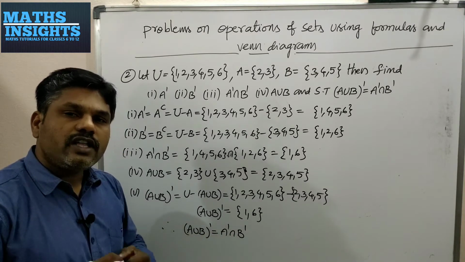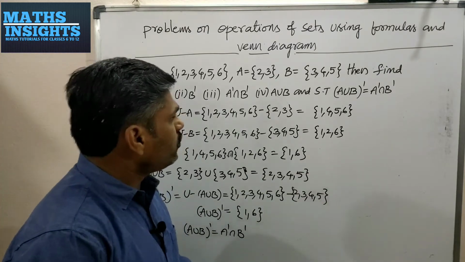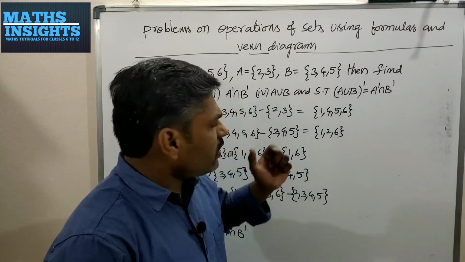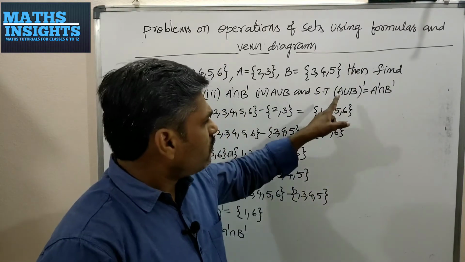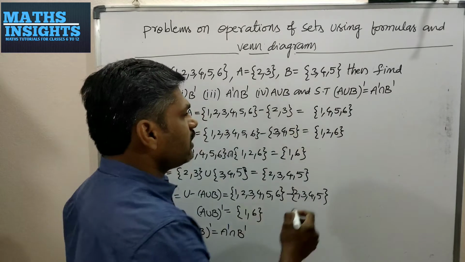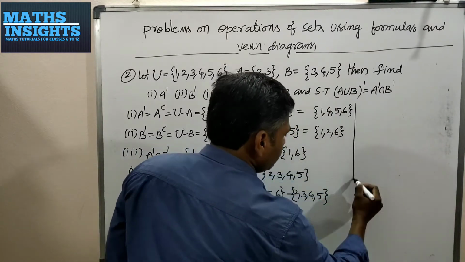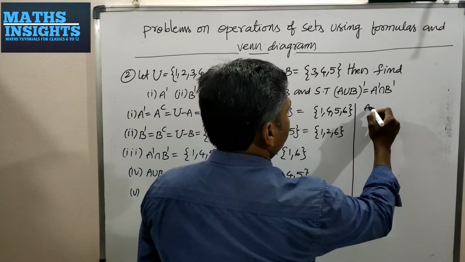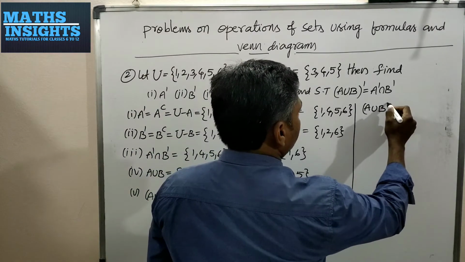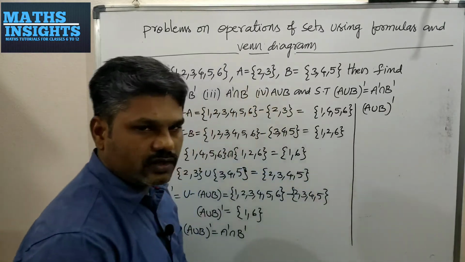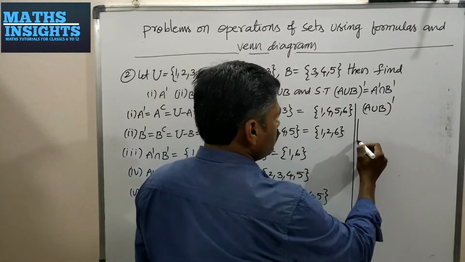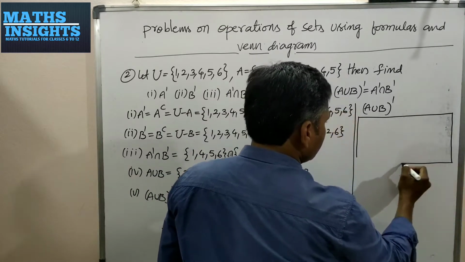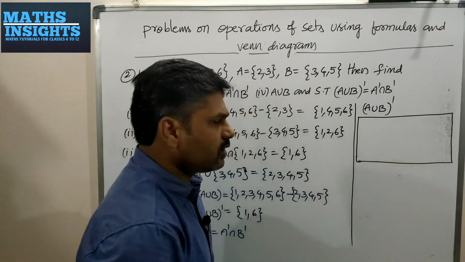This is called De Morgan's law. Now we will prove these two areas are equal even when you draw the Venn diagrams for both this and this. Okay. Now I am taking this area only. First I will draw the Venn diagram for (A union B) whole dash.